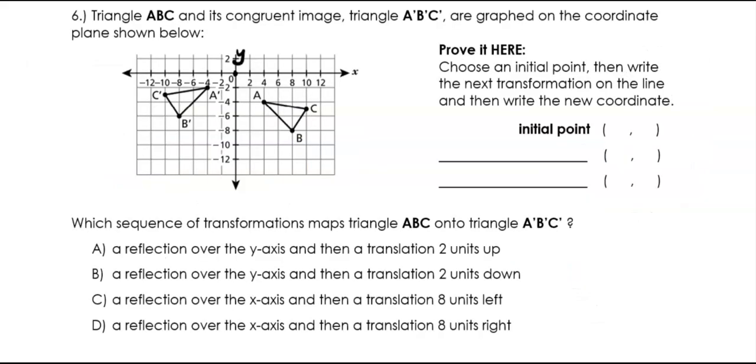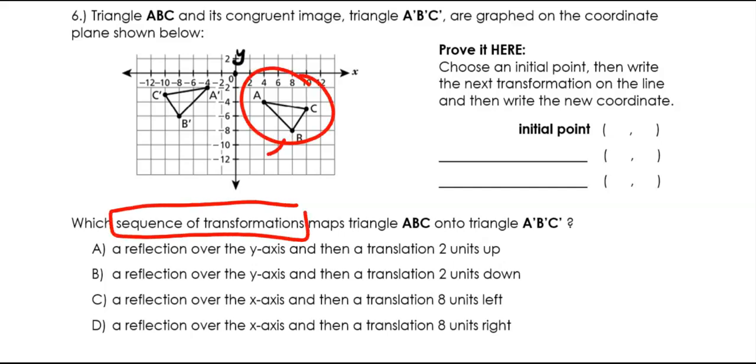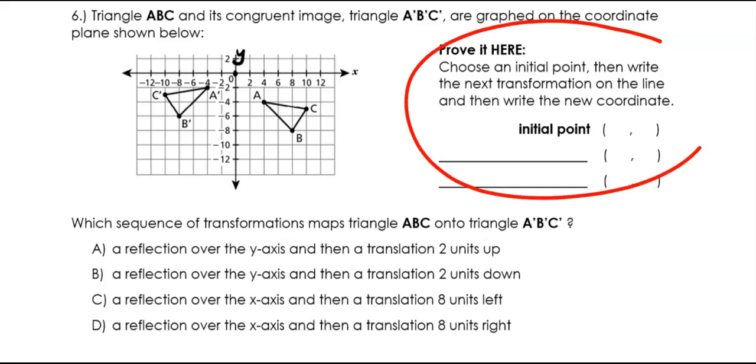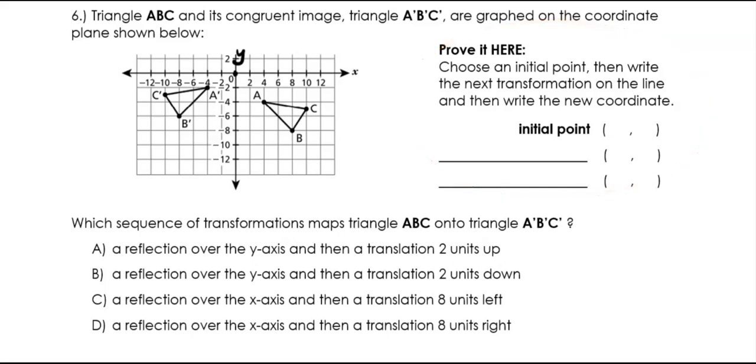The next section asks you to determine the sequence of transformations that maps ABC onto A prime, B prime, C prime. So I have an extra question here that asks you to prove how you chose your multiple choice answer. And how you're going to do it is you're going to choose an initial point, any point you like, so I'll pick A, and A is the coordinate 4, -4.